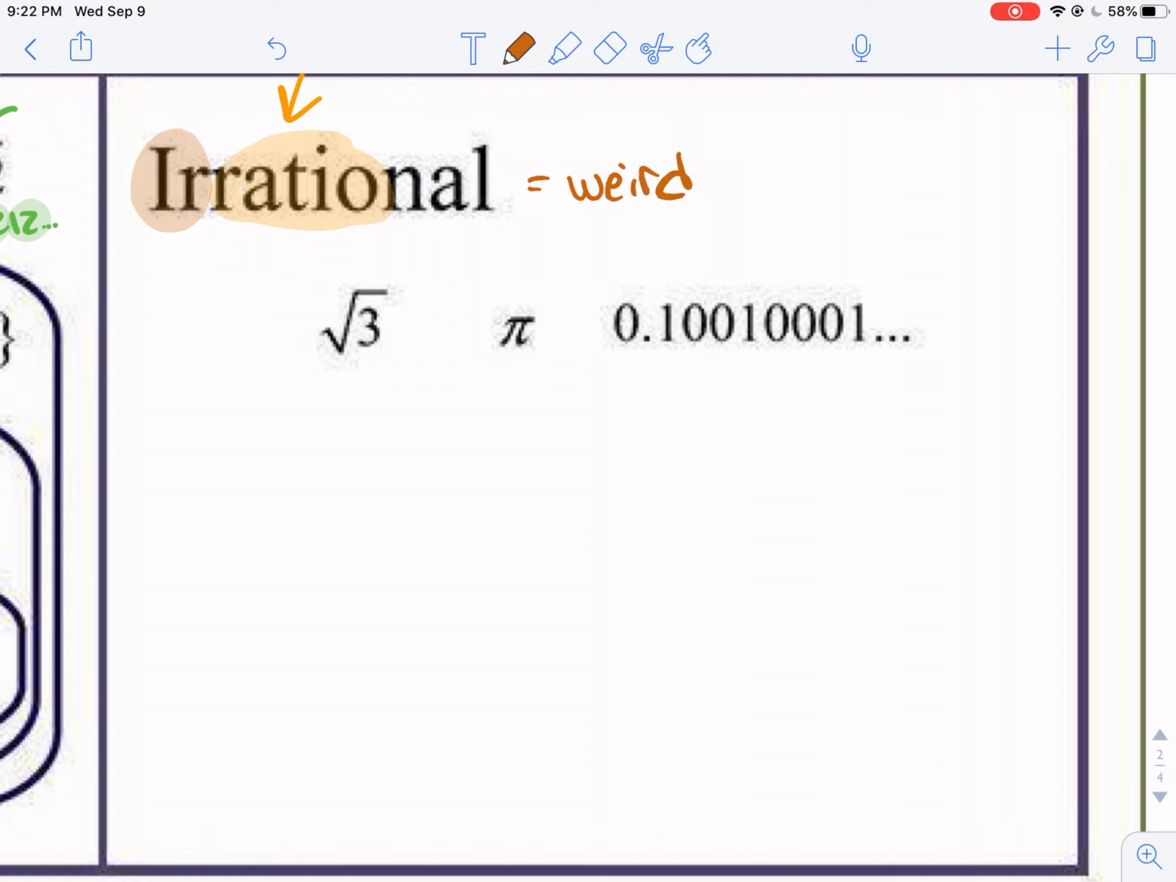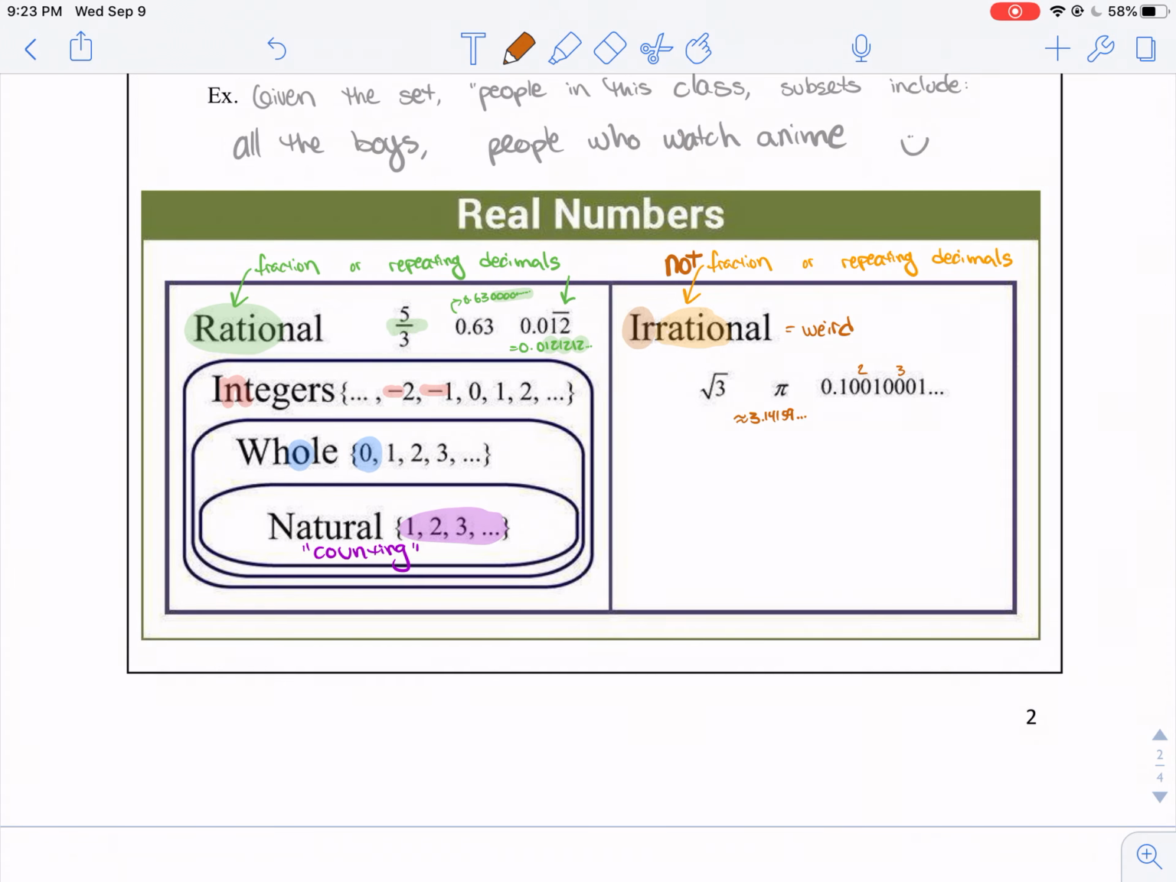Yeah, square root of 3 doesn't repeat. Pi, which is approximately 3.1415926, blah, blah, blah, okay? It never repeats. But you look at this guy and you go, oh, I notice a pattern. There's 2 zeros and then 3 zeros, but that's a pattern. It's not repeating. It's not the same thing over and over and over again. So there you go. So those are all the real numbers.